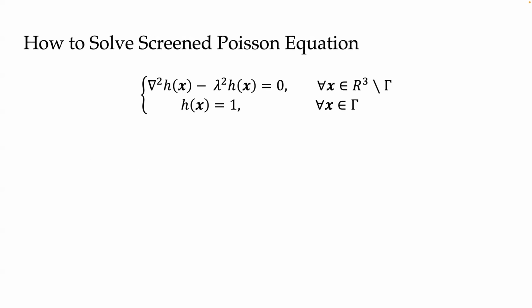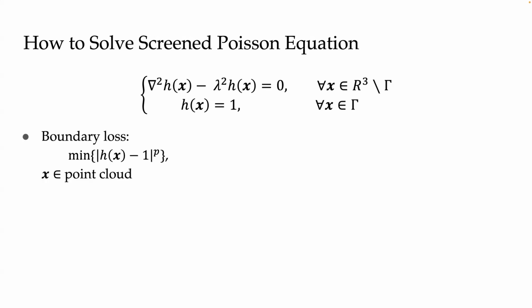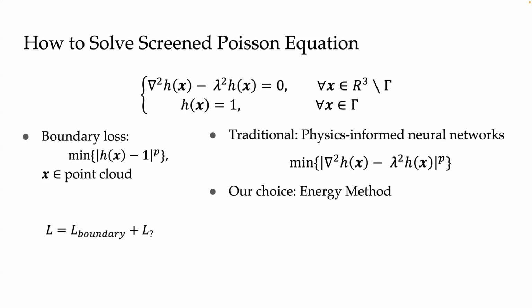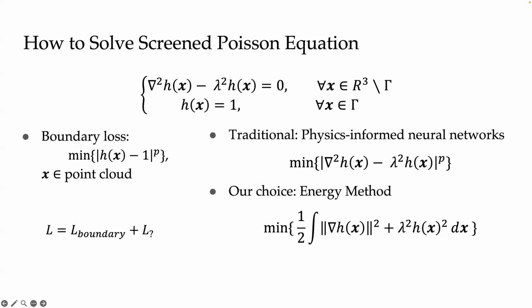Like many other methods, we need to use a boundary loss. The second loss is to enforce the screened Poisson equation here. A very basic approach is to minimize the difference between the two terms, hoping they become as close as possible. However, we choose the energy method. We know that minimizing the following energy leads to a minimizer that solves this equation. The first way is unstable, while our method is fast, stable, and robust.